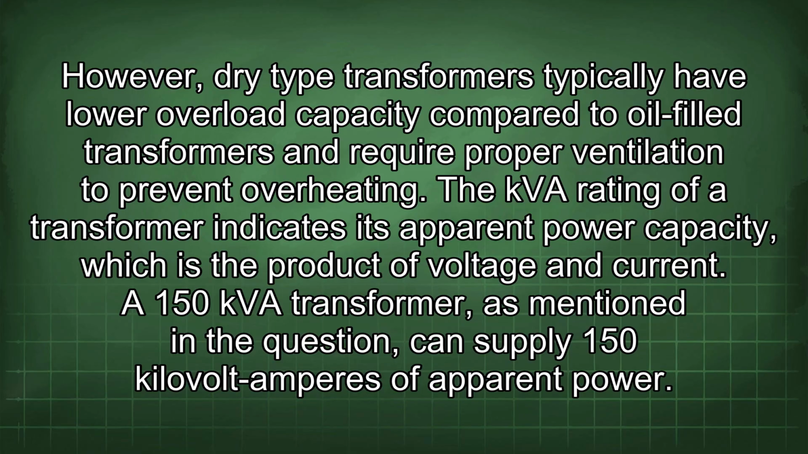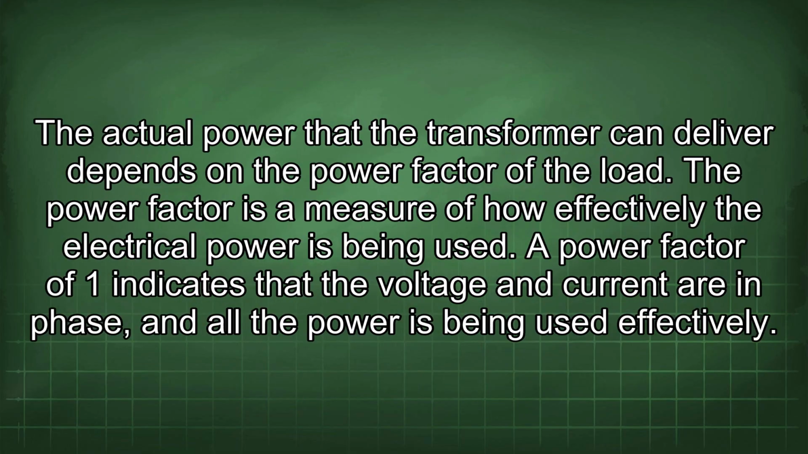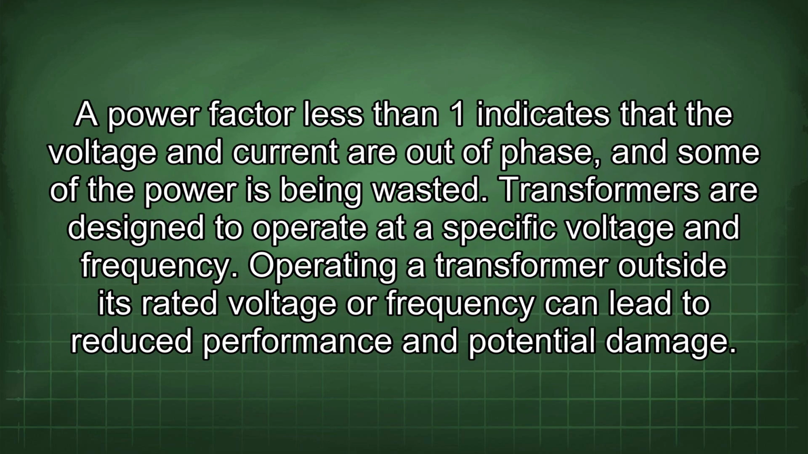The kVA rating of a transformer indicates its apparent power capacity, which is the product of voltage and current. A 150 kVA transformer, as mentioned in the question, can supply 150 kVA of apparent power. The actual power that the transformer can deliver depends on the power factor of the load. The power factor is a measure of how effectively the electrical power is being used. A power factor of 1 indicates that the voltage and current are in phase and all the power is being used effectively. A power factor less than 1 indicates that the voltage and current are out of phase and some of the power is being wasted.